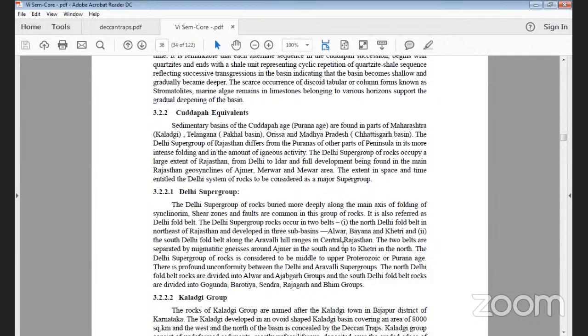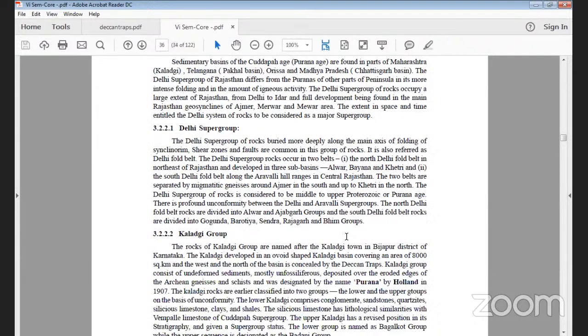In the Delhi supergroup, rocks were buried more deeply along the main axis of folding of a synclinorium. Shear zones we will see, and faults are very common in this group of formations. It is also referred to as the Delhi fold belt. The Delhi supergroup of rocks occurs in two belts. One is the North Delhi fold belt in northeast Rajasthan, developed into three subbasins. One is Alwar, second is Bayana, third is Kale.